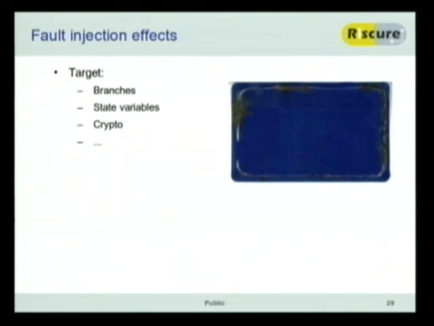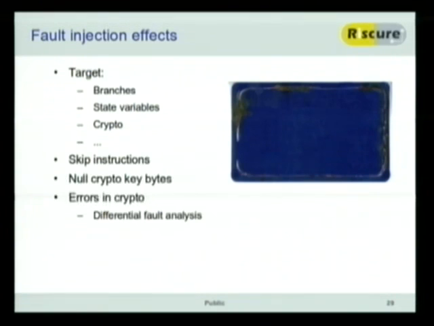Crypto is a whole different ballgame. You can actually insert errors in your crypto algorithm, and by comparing them to regular executions, you can derive the key, which is differential fault analysis. Skipping instructions you could do. Sometimes you can null crypto bytes, thereby reducing the entropy of the key. I mentioned differential fault analysis. Bellcore attacks are pretty cool.